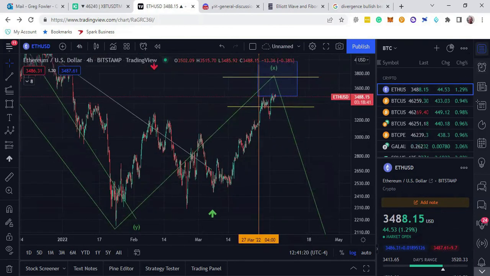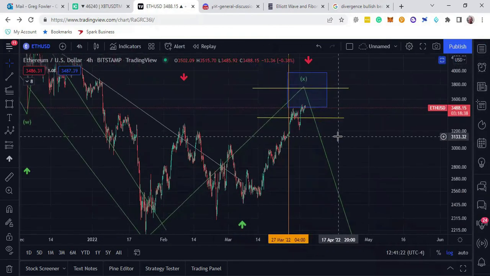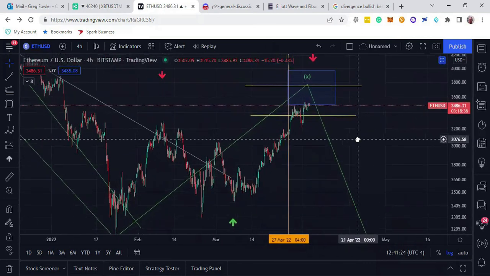Lots of people think this is topped out. Can you guys see my chart? You still see my screen like that? Yeah, it's all good. Okay. So lots of people are debating on what's going on right now with Bitcoin and Ethereum.